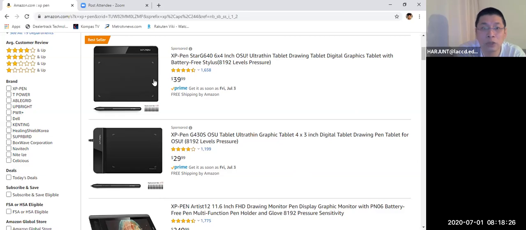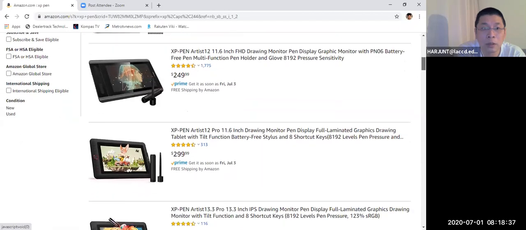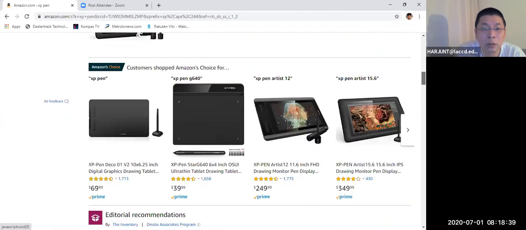Not this one. I use this one. No, this is too small. Not that one. I use this one here. This is the one I use.